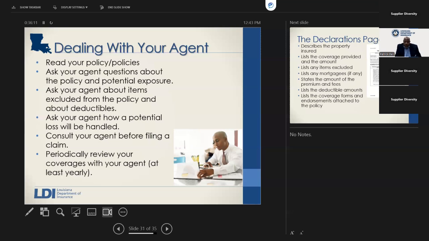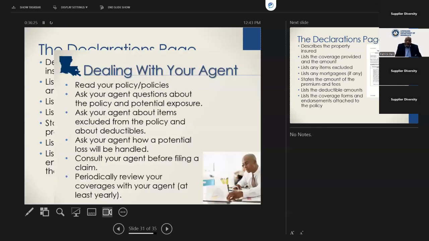So it's good to check with your agent before filing a claim, and then periodically review your coverages, perhaps yearly, because as your business grows, your insurance needs are going to change, and you want to make sure that your insurance keeps up with your business.